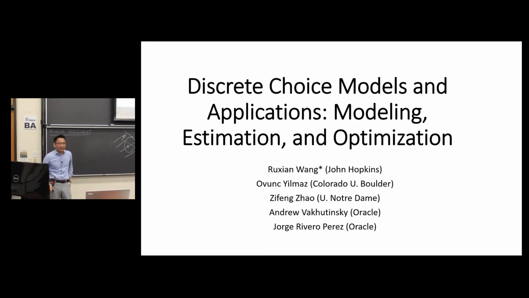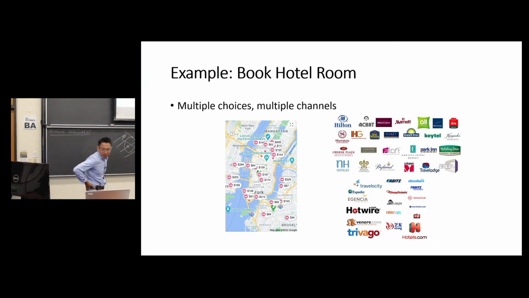So here is discrete choice models and applications. We talk about modeling, estimation, and applications. Let's start with some examples. Suppose we want to book a hotel room, and we always have lots of options from different channels. The decision we are going to make is which one we are going to choose. So it's a choice behavior for guests, for customers, for people like us. We are rational, smart people, and we have multiple options. We are going to consider them and choose the best, right? So let's talk about how we can make choices.